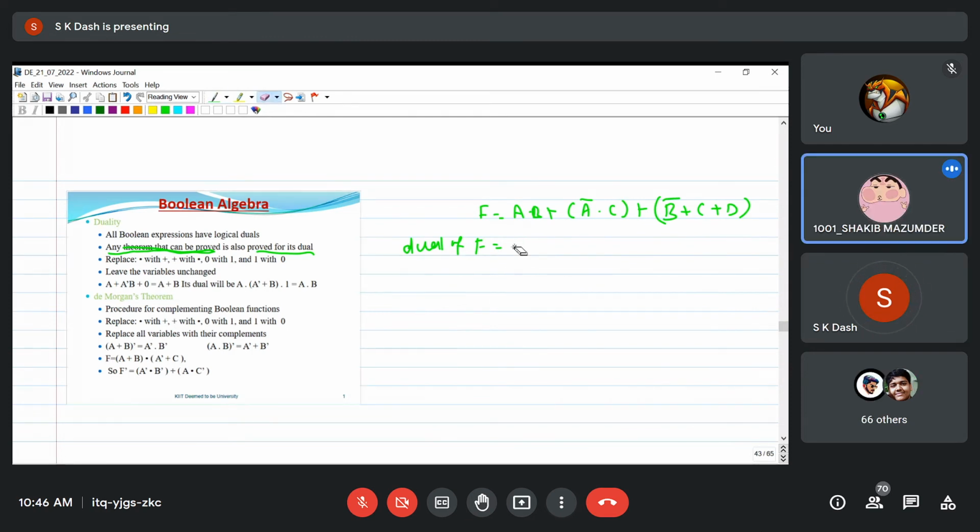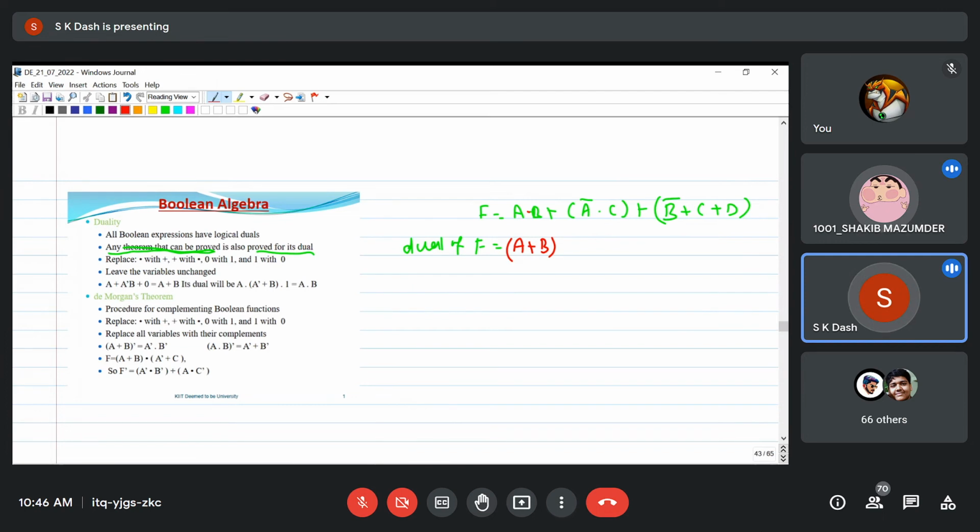A plus b. This dot will be changed with plus. Then this plus will be changed with dot. A bar dot will be changed with plus. This plus will be changed with dot. Then b bar plus will be changed with c dot d. So this is the dual of this function f.